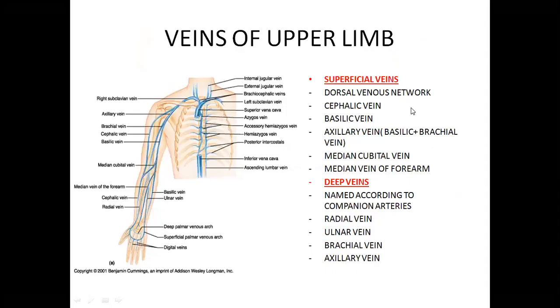That is the introduction of the topic of what we are going to learn today, and each and every point I will discuss in detail, nothing to worry. Veins of the upper limb, we are arranging them under two subheadings. We have superficial veins and then we have deep veins. Under superficial veins, we have dorsal venous network.